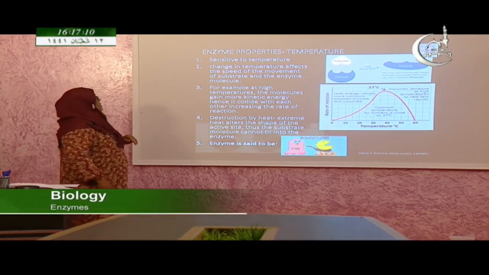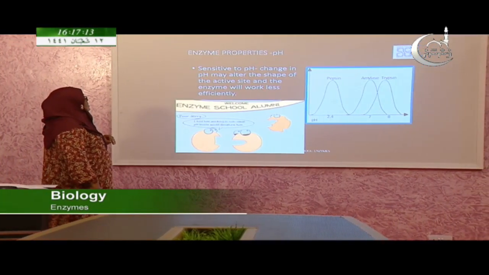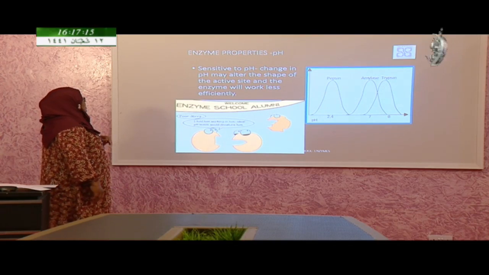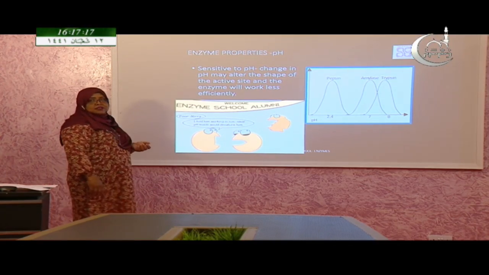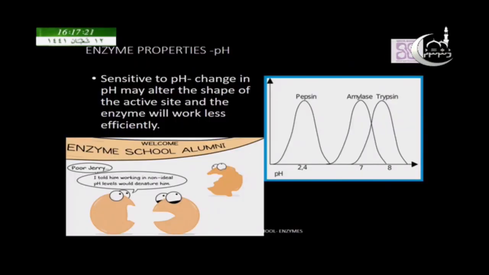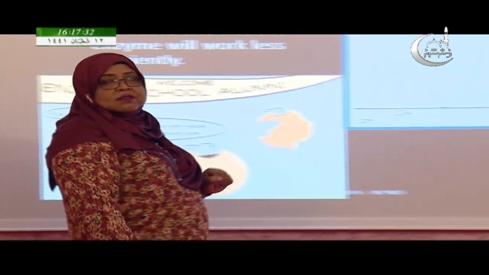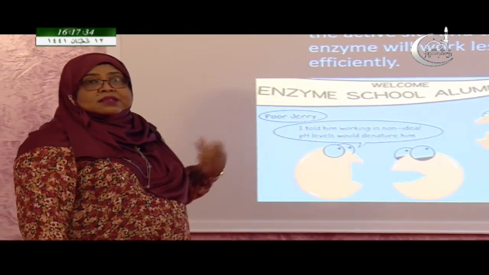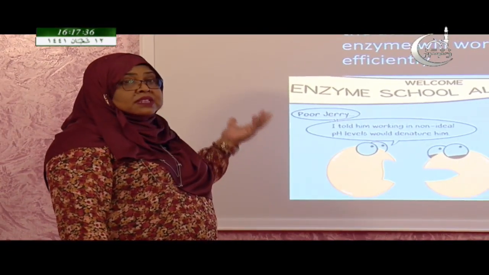The next property of enzymes: enzymes are sensitive to pH. So, to start with, what is pH? pH is a scale where you find the acidity or the alkalinity of a substance. Now, pepsin is an enzyme which acts on protein. Trypsin is also an enzyme which acts on protein. So, the substrate is the same, but it does not work because they are very specific.